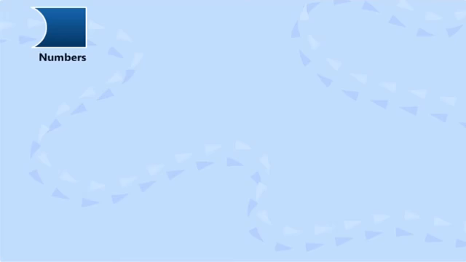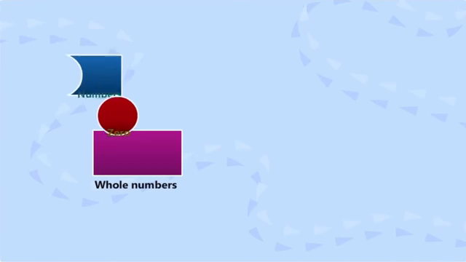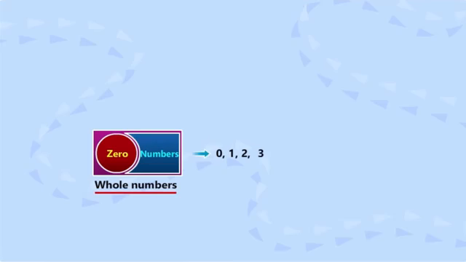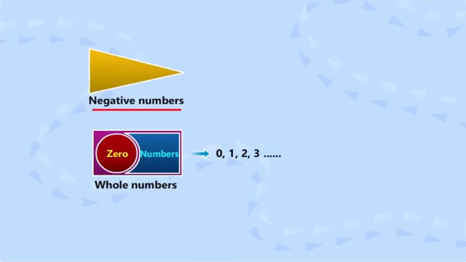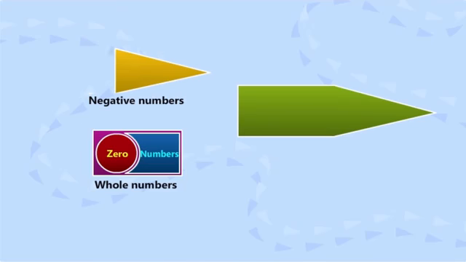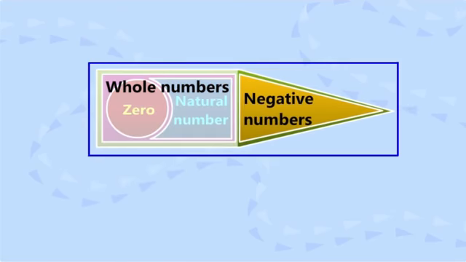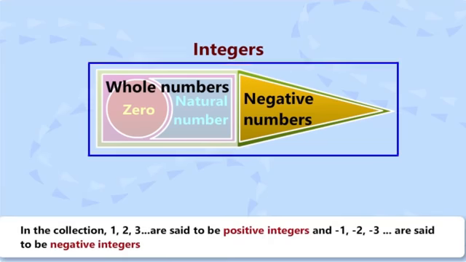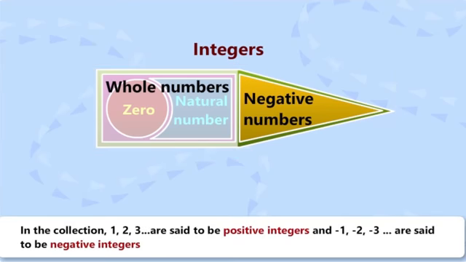We are very familiar with natural numbers like 1, 2, 3, 4, etc. Including a 0 to natural numbers gives us the set of whole numbers 0, 1, 2, 3. Now, we know that there are negative numbers like -3, -2, -1. When the negative numbers and the whole numbers are put together, the new collection of numbers is called integers. In this collection of integers, 1, 2, 3 and so on are said to be positive integers, and -1, -2, -3 and so on are said to be negative integers.